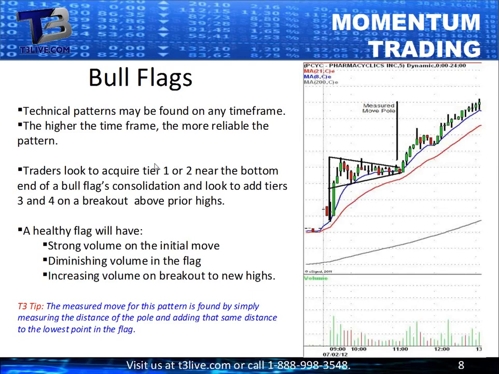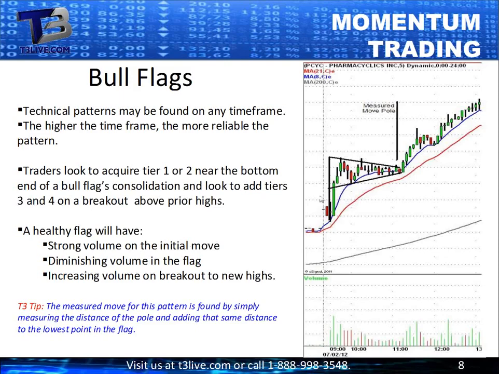Okay, so in a bull flag, a trader would like to acquire a tier 1 or tier 2. Again, the tier system for most traders is a feeler for tier 1. Tier 5 would be their full position, whatever they can handle if they were to lose money. Whatever they can handle on the downside is their full position. Okay, so you look to acquire a tier 1 or tier 2 near the bottom end of the bull flag's consolidation and look to add as it breaks out above higher highs.